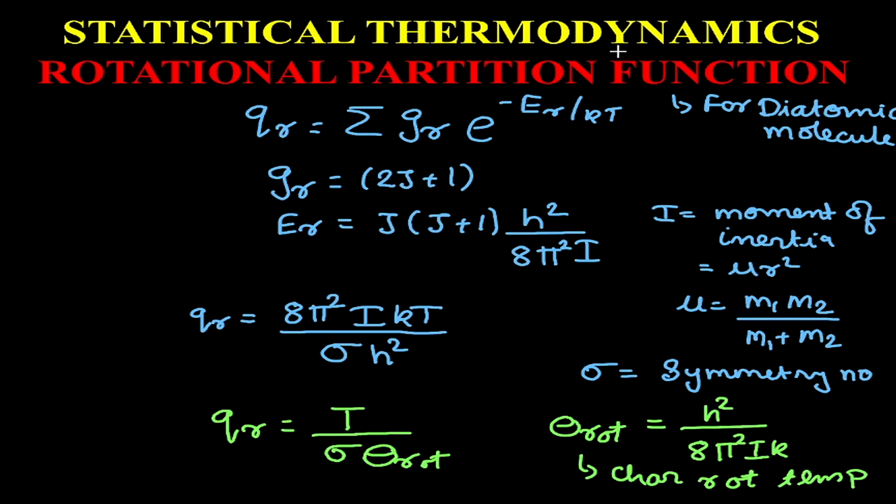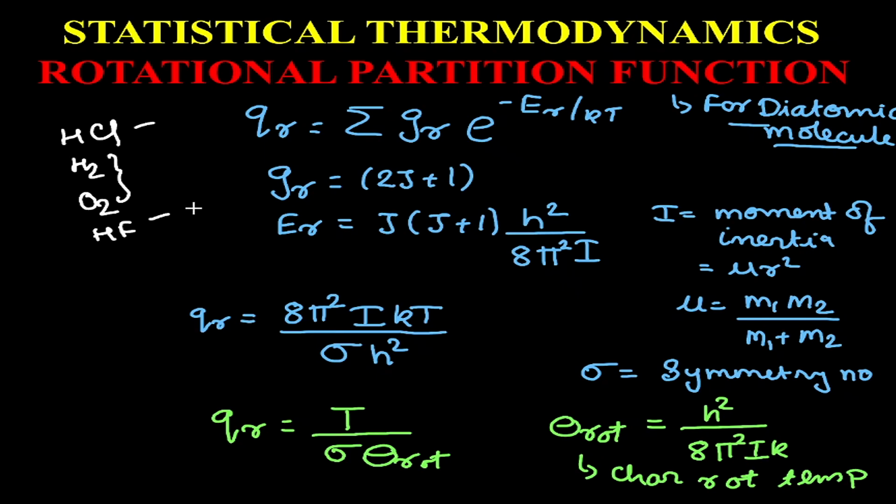Today under statistical thermodynamics we will be looking at the rotational partition function, and this rotational partition function is specifically for diatomic molecules. Now for diatomic molecules, like we have say HCl, or we have say hydrogen, oxygen, HF and other diatomic molecules. So H2 and O2 are homonuclear molecules, while HCl and HF are heteronuclear molecules.